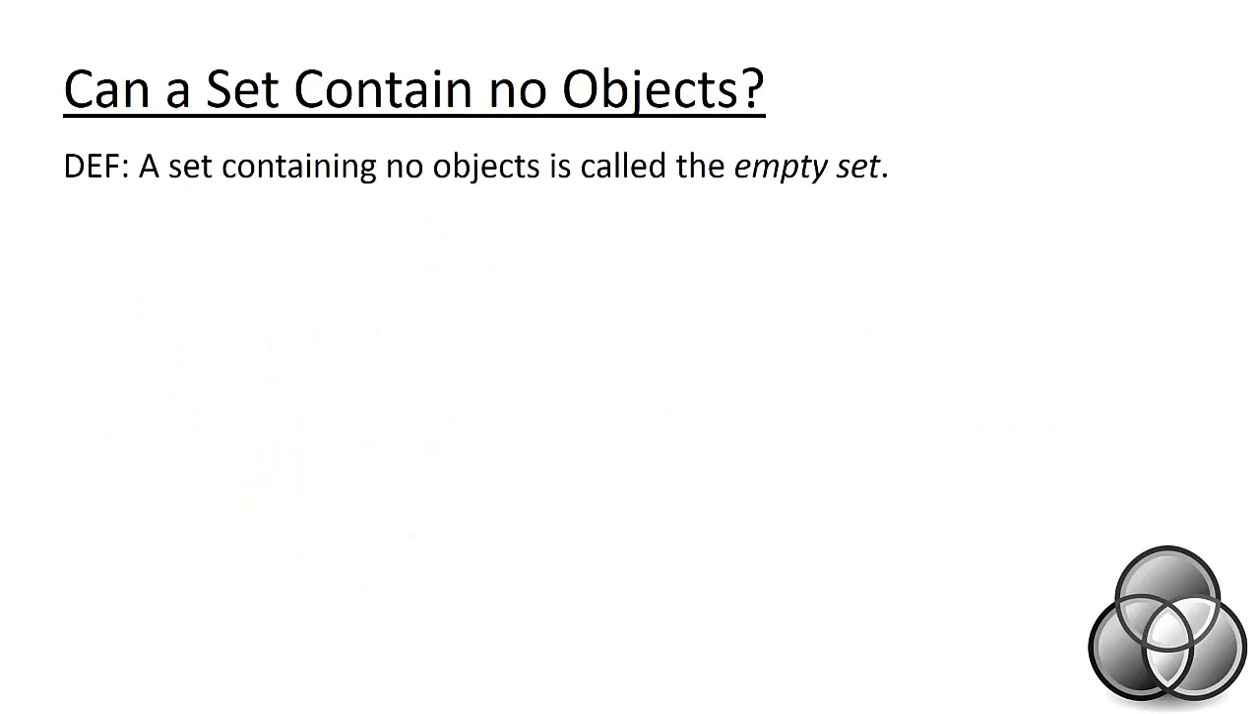So far, we have only seen sets that contain objects, so you may wonder if a set can contain no objects. The answer is yes. We call this special set the empty set, and we can write it in two different ways. The first way is to simply write down the squiggly braces and just not put any objects inside of the braces. The second way we can denote the empty set is by drawing a 0 and putting a slash through it.